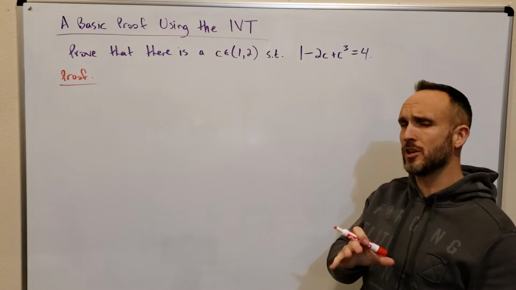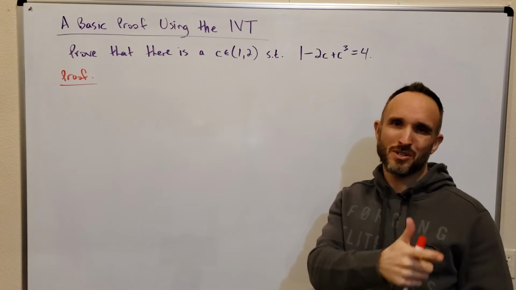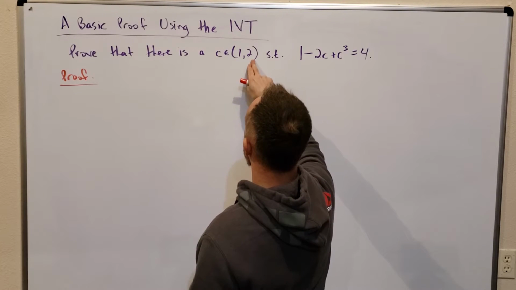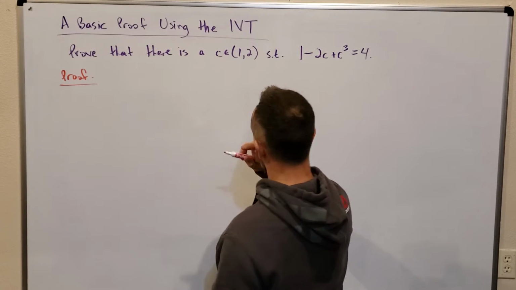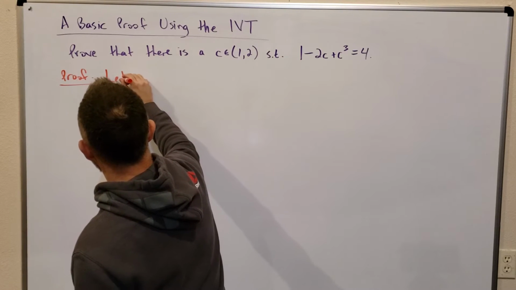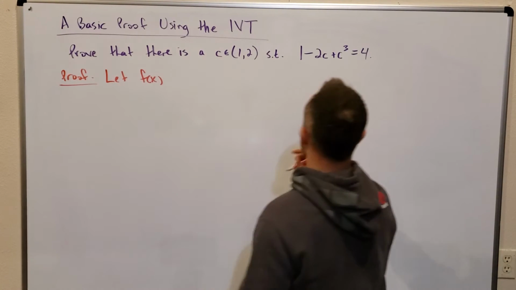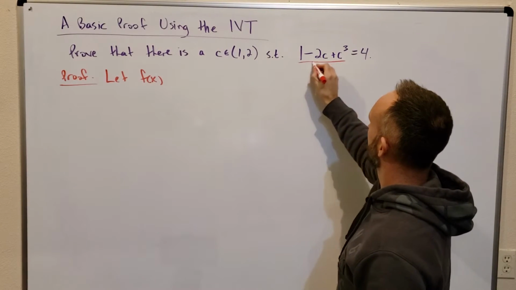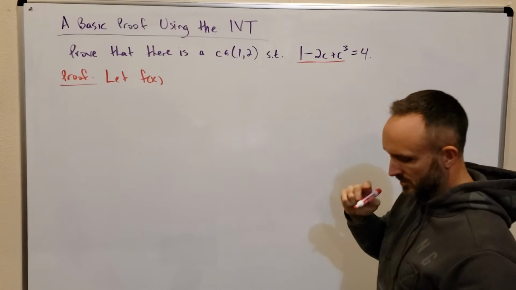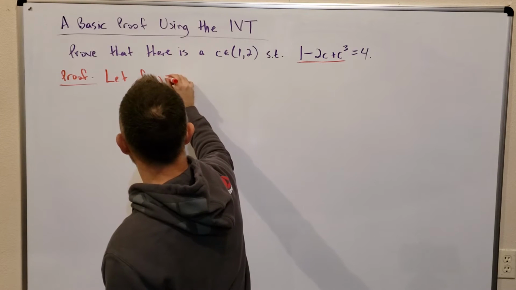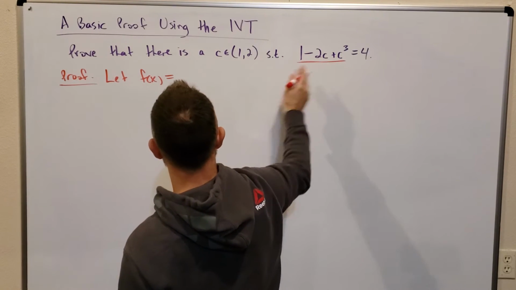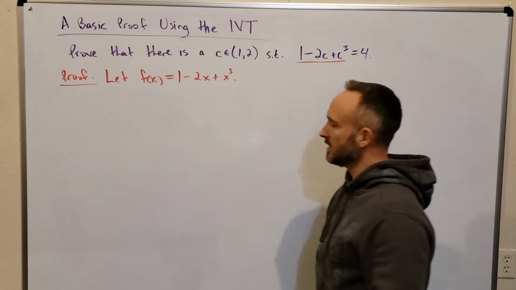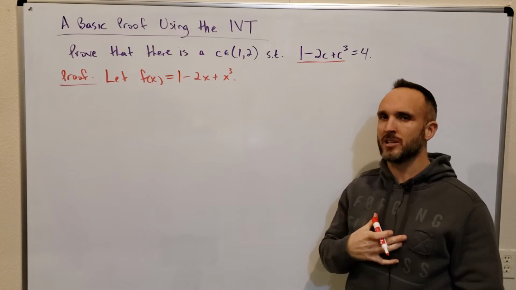So we're going to start our proof here. If I want the intermediate value theorem, I need a function that's continuous on a closed interval. I've got a hint about my closed interval. It's probably the closed interval from 1 to 2. So I need a function. I've got to create one because there's not one here. Let f of x equal, instead of c, I'm going to replace those with x's, 1 minus 2x plus x cubed. So there's our function. We've created it so we can use the intermediate value theorem.